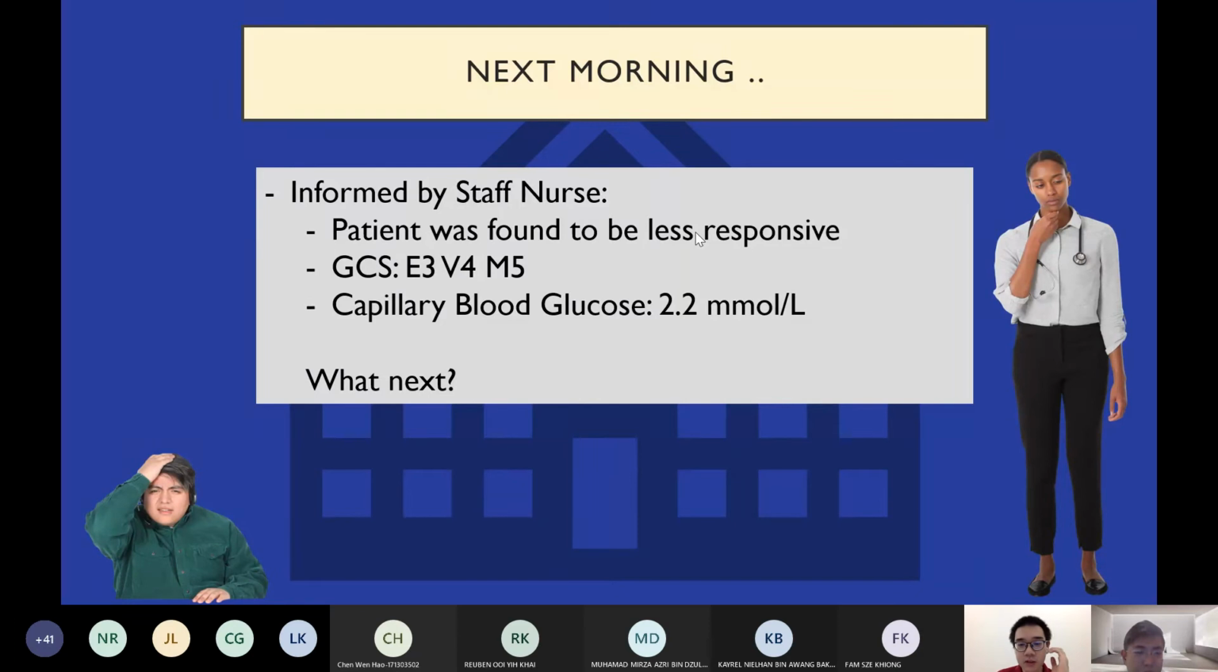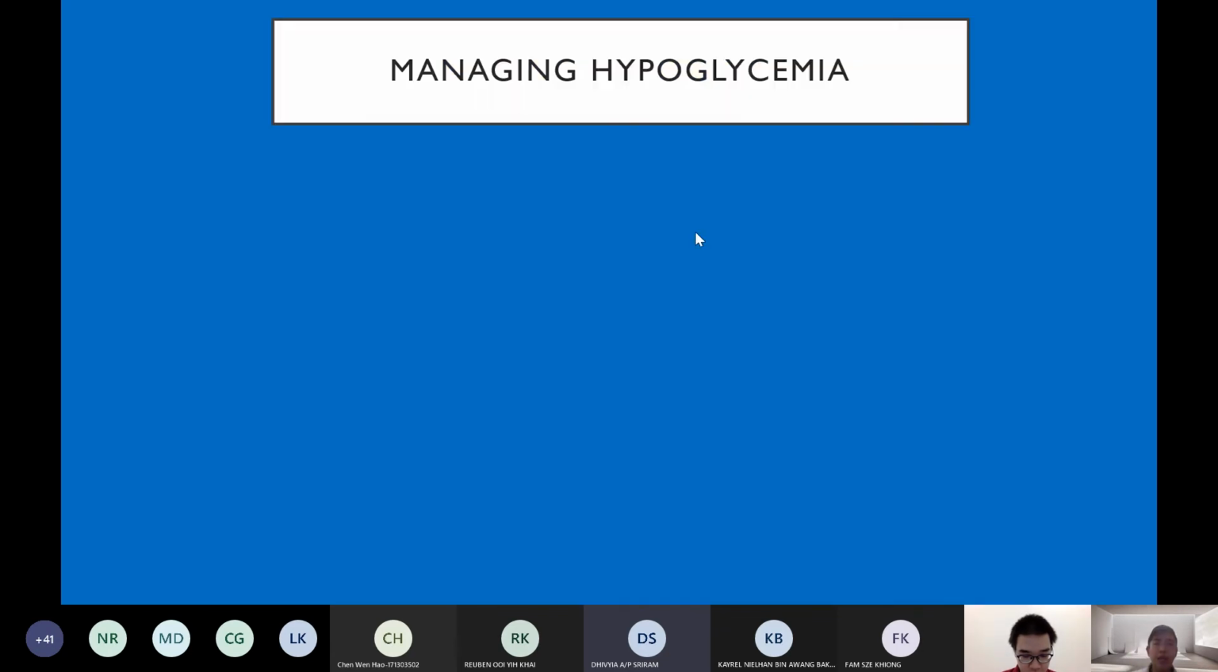How about Divya? So patient appears to be unconscious, and the blood glucose shows that he's hypoglycemic. So you should give him glucose, but since he's unconscious, you should give dextrose 50% IV. Yep. Okay. So managing hypoglycemia, how do you manage hypoglycemia?